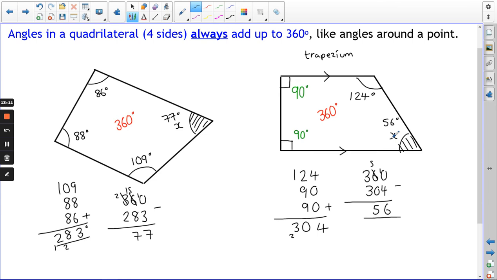On your worksheet now, you've got a mixture of triangles and quadrilaterals. So some are 180, some are 360. There's some challenge questions on the bottom as well. Keep an eye out for the isosceles triangles, where two of the angles are the same. If you need to, get this video back up and watch me do the isosceles ones again when you get to those if you've forgotten how to do them.